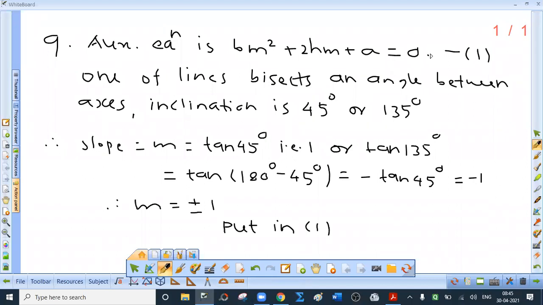Now, sum number 9. Let me read the sum for you. If one of the lines given by ax² + 2hxy + by² = 0 bisects, it should be "bisects as one of the lines", an angle between the coordinate axes, then show that (a + b)² = 4h².